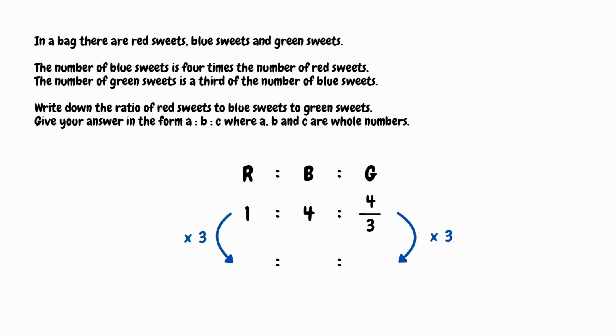So starting with the left-hand side for red, if I do 1 multiplied by 3, that's going to give me 3. Now for the parts for blue, if we do 4 multiplied by 3, that's going to give us 12. And for green, if I have 4/3 and I multiply that by 3, that's going to leave us with 4. So our fully simplified ratio for our red sweets to blue sweets to green sweets would be 3 to 12 to 4. So well done if you followed along with those examples, and that's it for this video.